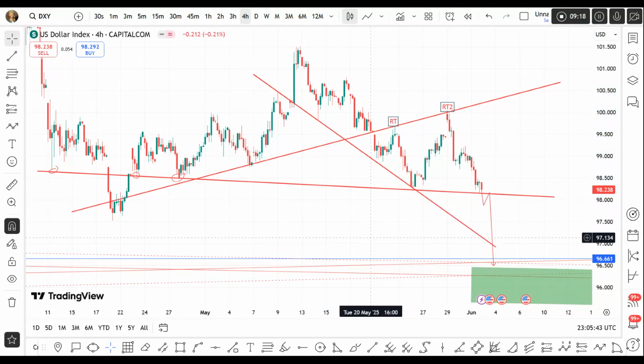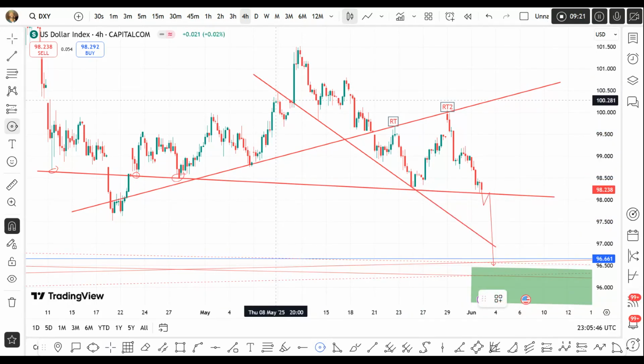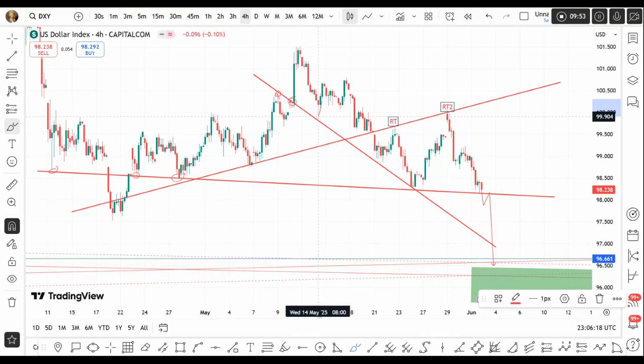For now, here is a supply roof, and it's not getting it. So here is a supply roof. Here is a demand floor. Here is a demand floor. Here is another demand floor. Price could technically continue to come into here.